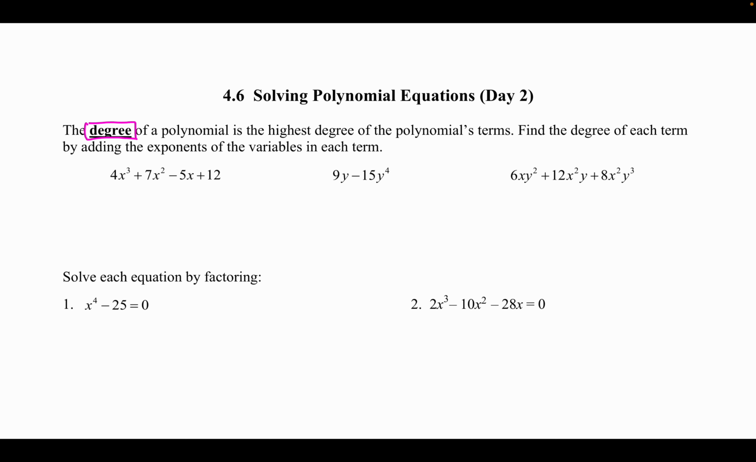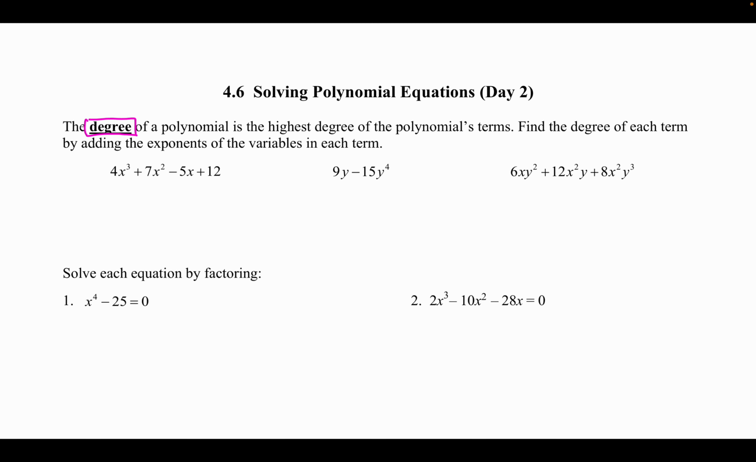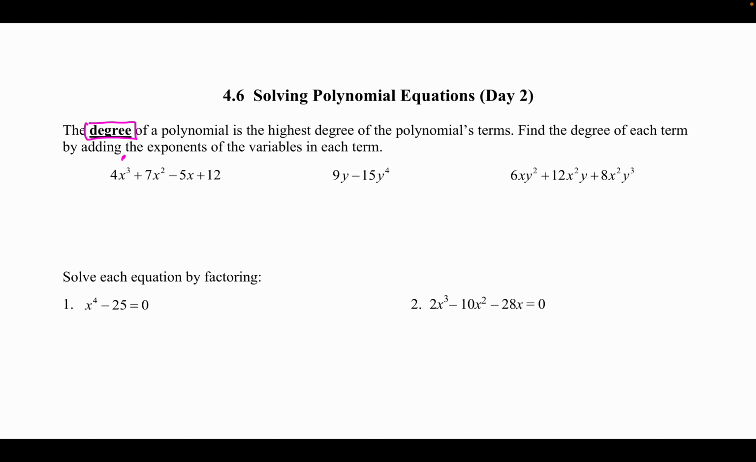Okay, so when I look at this first polynomial, we're going to go term by term and see what the exponents of the variables are. In this first one, my first term has an exponent or degree of 3. Second one has a degree of 2. Third one has a degree of 1. And then my last one has actually a degree of 0. So the degree of the polynomial is the highest degree you see here. So this one is degree 3.